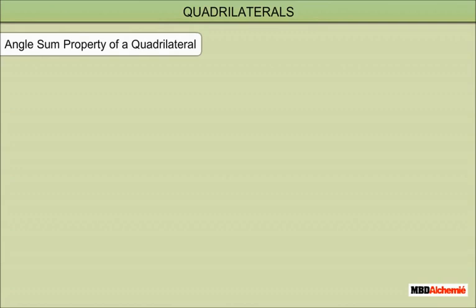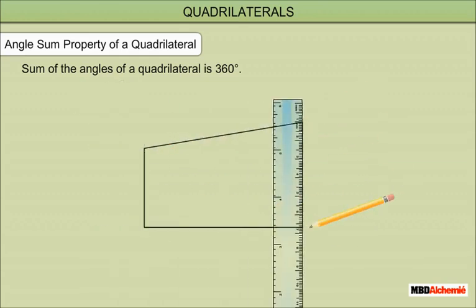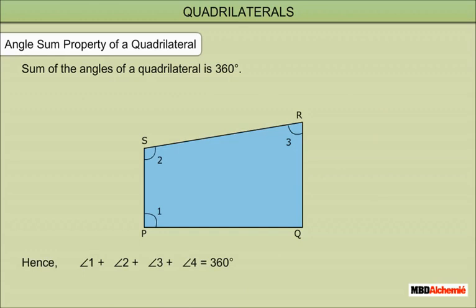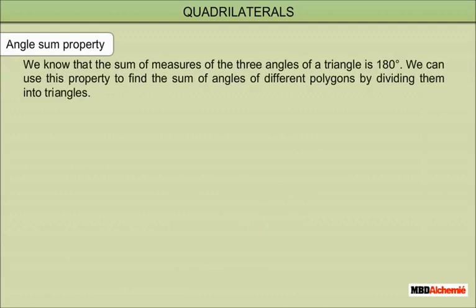Angle sum property of a quadrilateral. Sum of the angles of a quadrilateral is 360 degrees. For the quadrilateral shown in the animation, angle 1 plus angle 2 plus angle 3 plus angle 4 is equal to 360 degrees. Angle sum property of some other quadrilaterals.